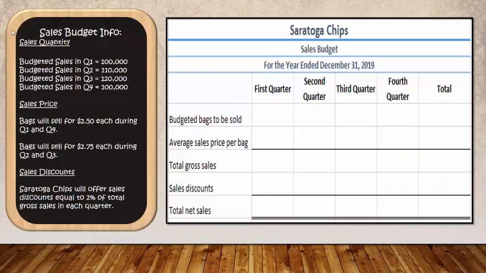We'll start with the sales budget. I've given you guys a handout, and there's a bunch of information on the handout that tells you how to prepare this, but I've compiled it here as well. It's on the chalkboard on the left side.